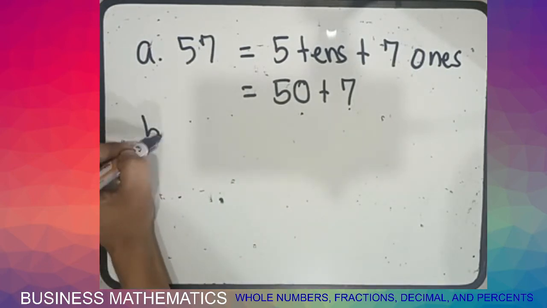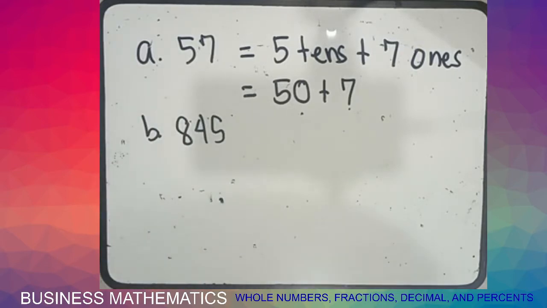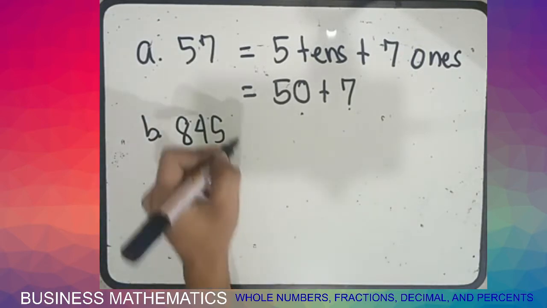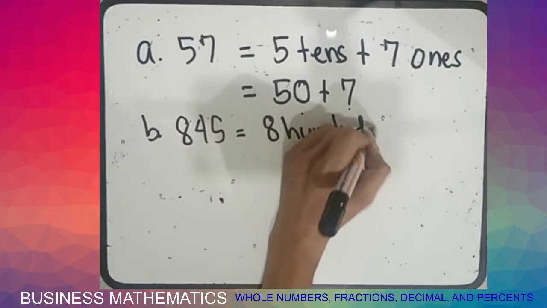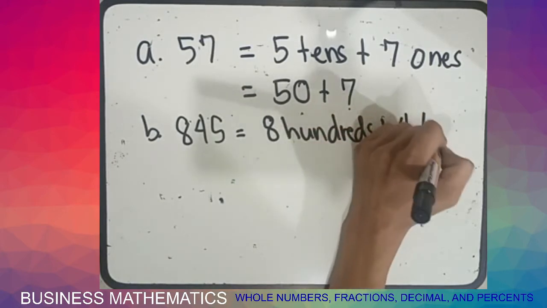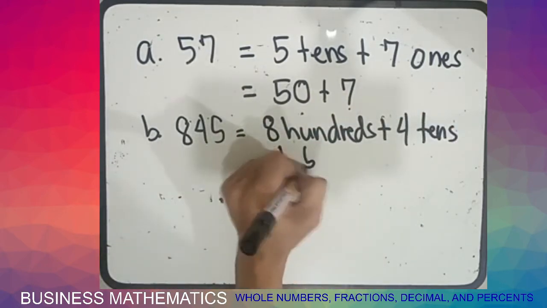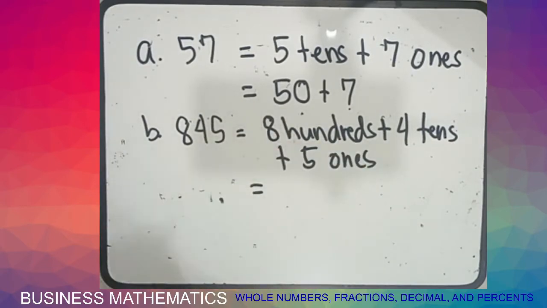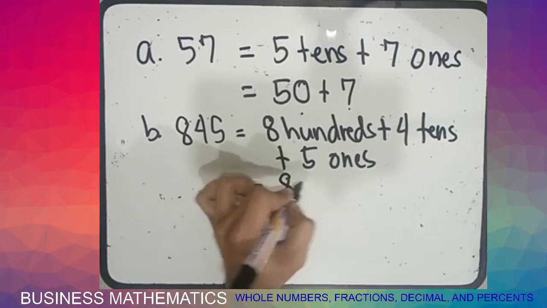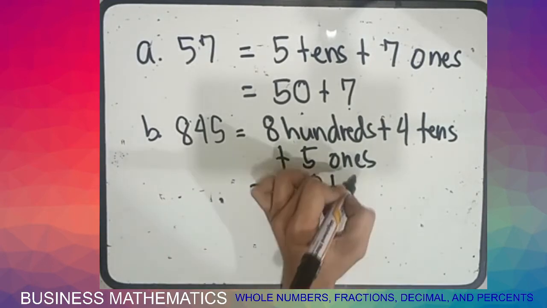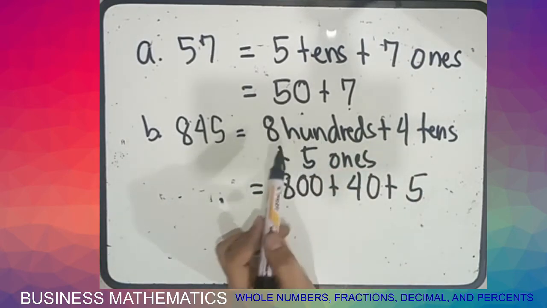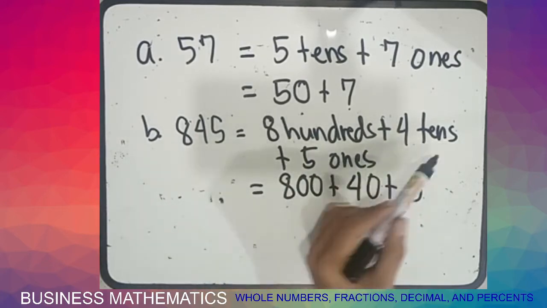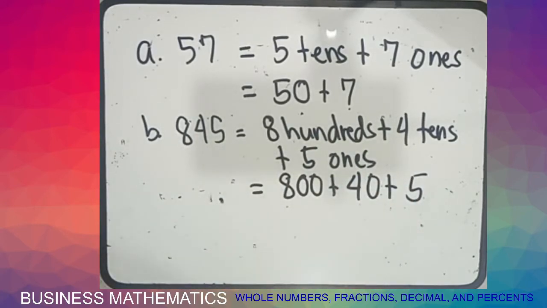Okay, next, letter B. 845. So, magiging 8 hundreds plus 4 tens plus 5 ones. Then, kapag sinulat natin siya as yung numbers lang, magiging 800 plus 40 plus 5. Okay. So, ganun lang. So, 8 times 100 is 800. 4 times 10 is 40. 5 times 1 is 5. So, yan.